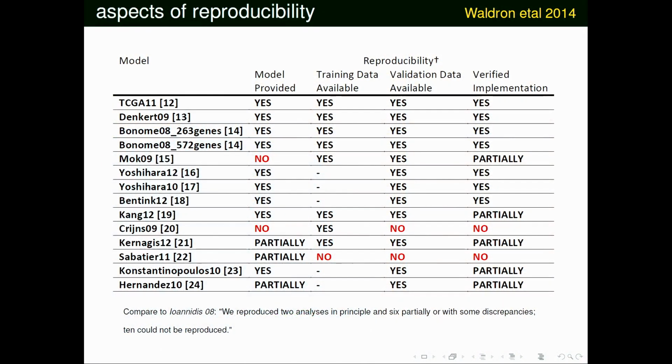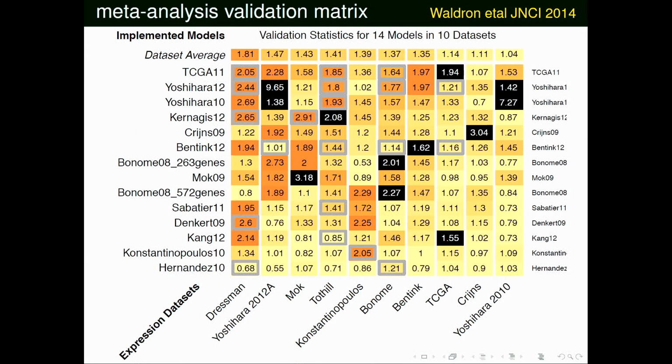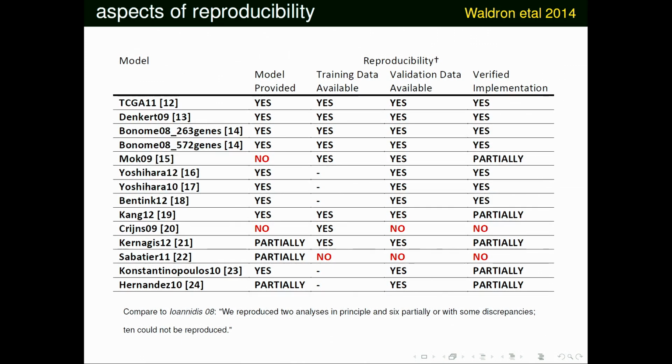I want to take a quick detour on the issue of reproducibility, not replicability as I defined it earlier, but reproducibility as Steve was defining in his top category. Can we redo the results if we try? There are 4 categories that we studied. Whether the actual classifier was provided in the original paper, that's the column on the left, whether the training data were available, whether the validation data were available, and whether we were able to verify the implementation, and we tried very, very hard. As you see, the picture is not that disheartening at all.